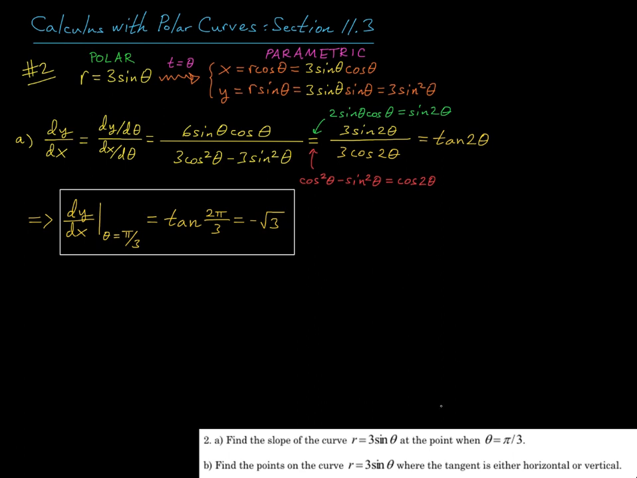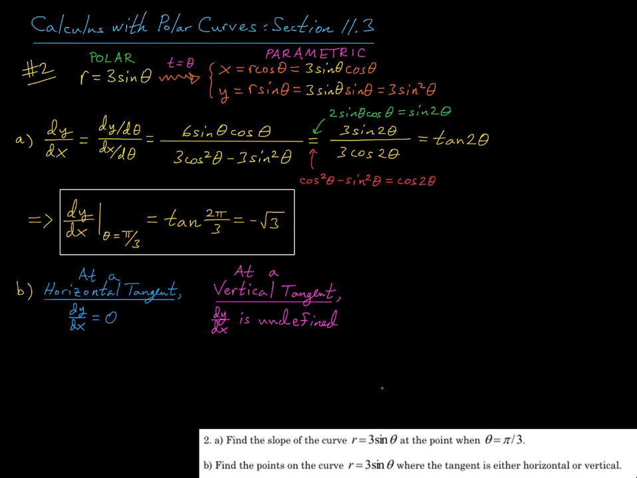And so in particular, to find the slope of the curve at the point when theta is pi over 3, I'm just going to plug in pi over 3 for theta into the tangent of 2 theta, and that gives me the tangent of 2 pi over 3, and that is negative square root of 3. All right, cool. So now for part B, it says find the points on the curve r equals 3 sine theta where the tangent is either horizontal or vertical.